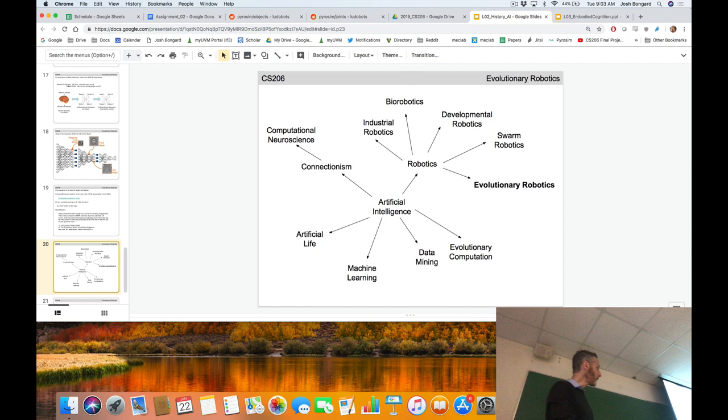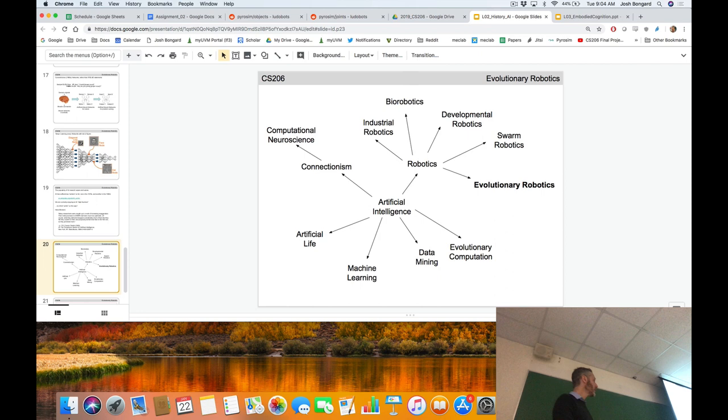However, we're going to spend most of our time in this course in the upper right part of this landscape in evolutionary robotics. We looked at industrial robotics last time. This is more or less a solved problem. You have a human who sits down and programs a robot to do exactly the same thing over and over again. We're very good at that now. I mentioned biorobotics or bio-inspired robotics last time.